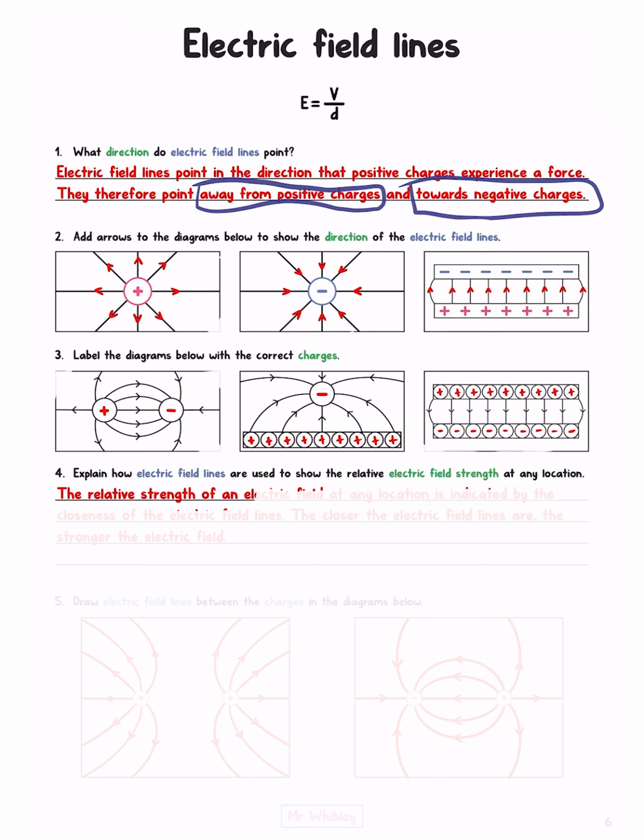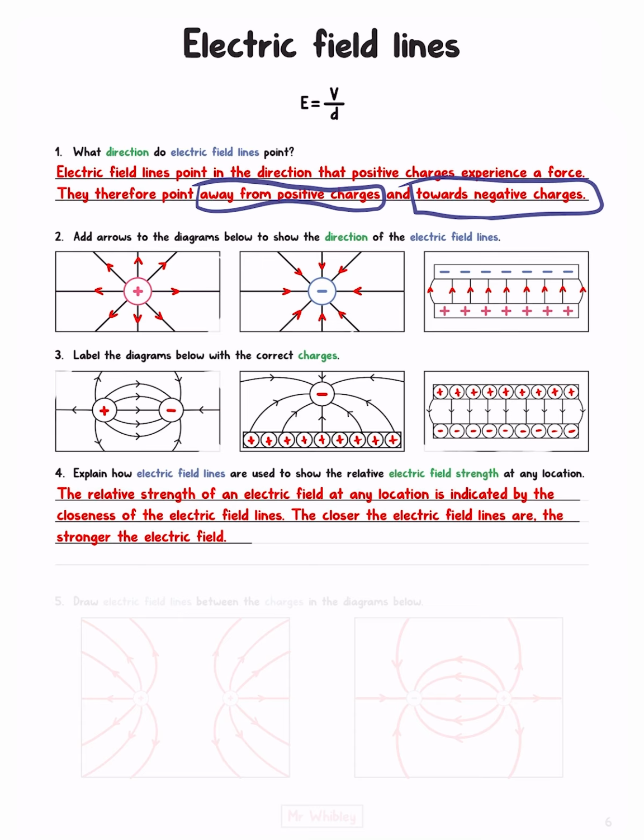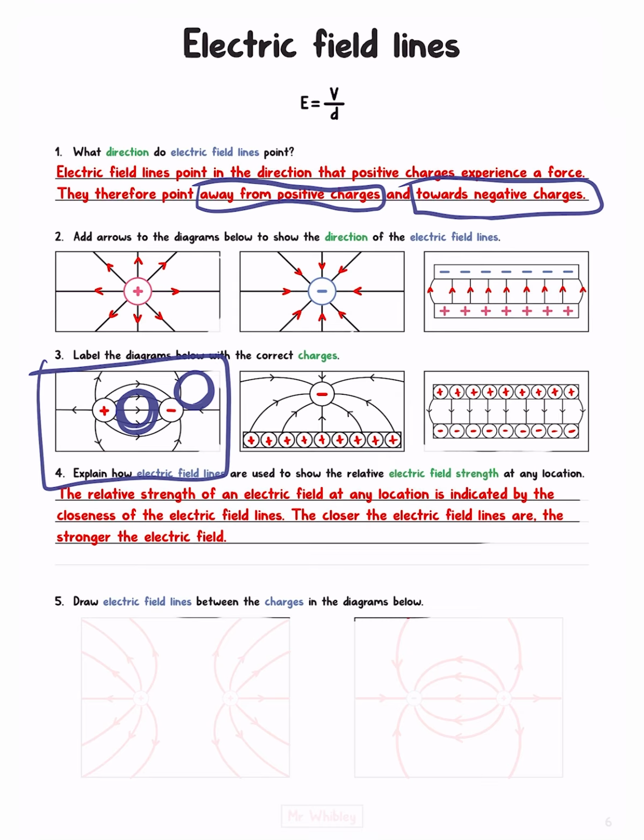The relative strength of an electric field at any location is indicated by the closeness of the electric field lines. The closer the electric field lines are, the stronger the field. So if we look at this diagram, for example, we see that in this region here, our field lines are relatively close together, and so there must be a relatively large electric field. Whereas for this region here, the field lines are relatively far apart, and so we must have a relatively weak field.